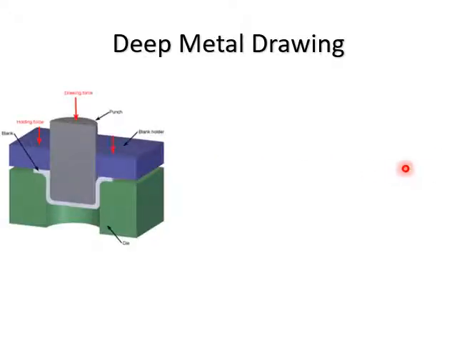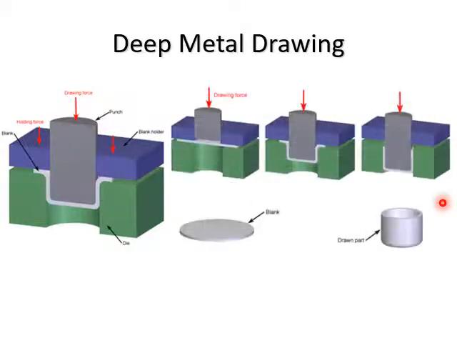This is the deep metal drawing. Over here is a similar principle as the blanking. You have die and also blank holder, and then you have the drawing force which punches towards the sheet material, and then from here you have a shape over here, not completely removing the material from the sheet metal, but over here it produces a shape. So here is the blank, and here is the drawn part.